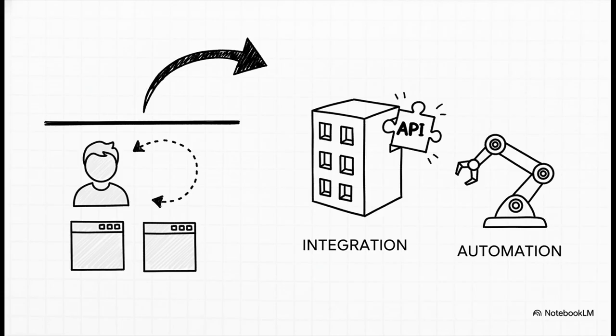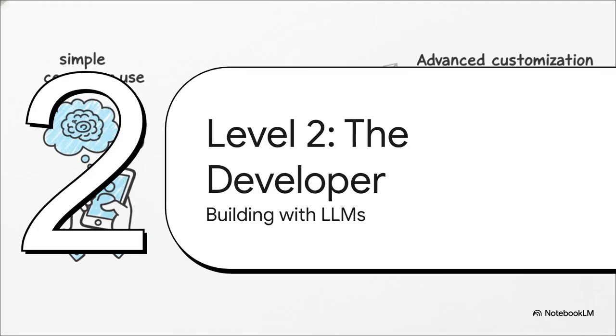And that's awesome for one-off tasks. But you're going to hit a wall. You'll know it's time to level up when you find yourself doing the same thing over and over, like copying and pasting the same prompt 10 times a day. Or, more importantly, when you need to bake these AI features directly into a product you're building. And that wall is exactly what pushes you to level 2, the developer.